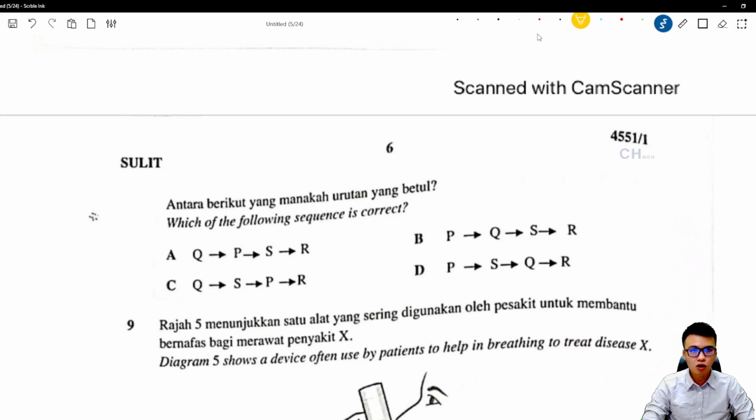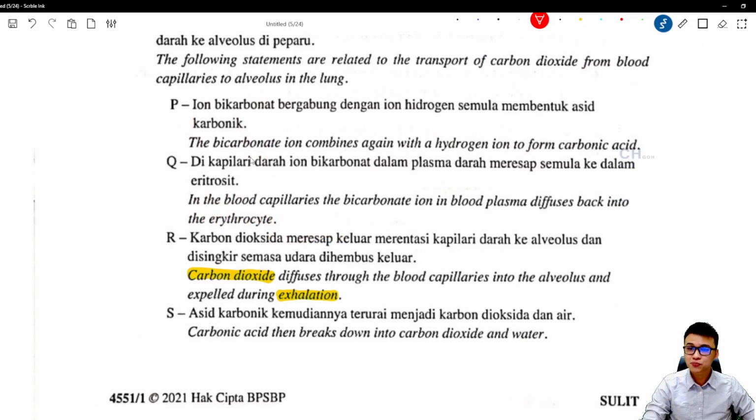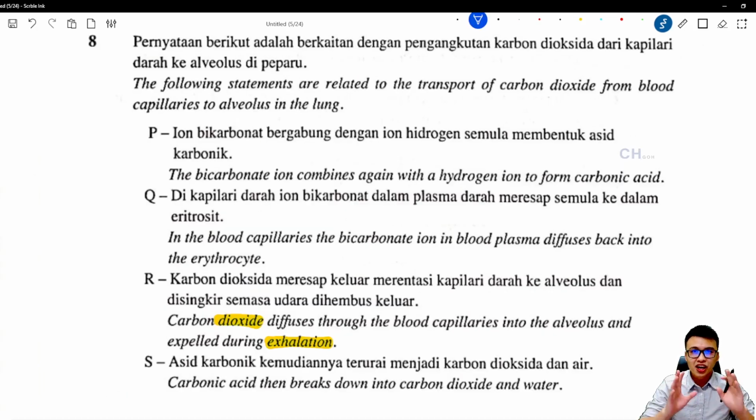Oh god, all the R are the last one in the options. Now no choice, then we need to find out the first one. The bicarbonate ions combine again with the hydrogen ion to form carbonic acid, and in the blood capillaries, the bicarbonate ions in the blood plasma diffuse back into the erythrocyte. Alright guys, for those who have no idea how to do these questions, do not attempt this question yet. Watch my video above before you attempt these questions.